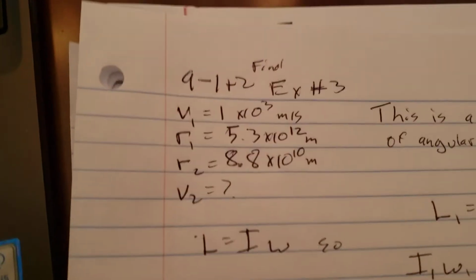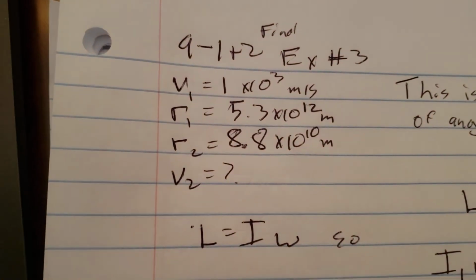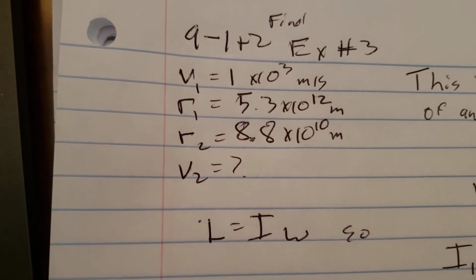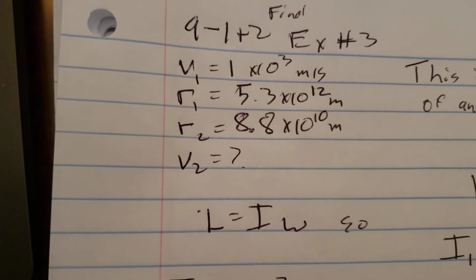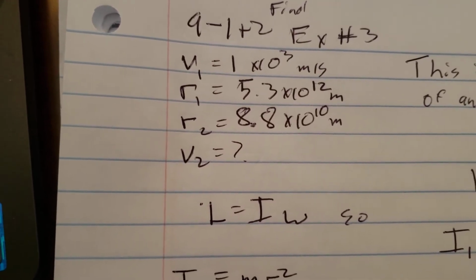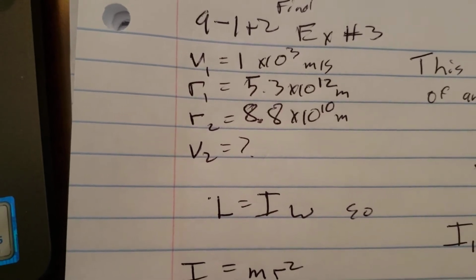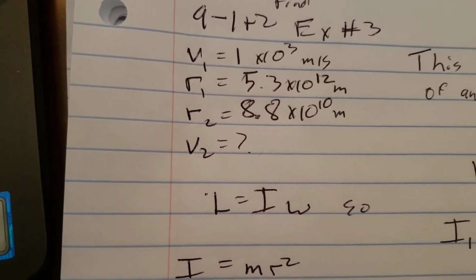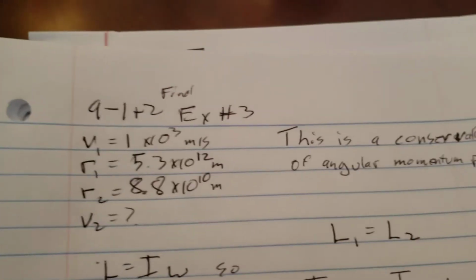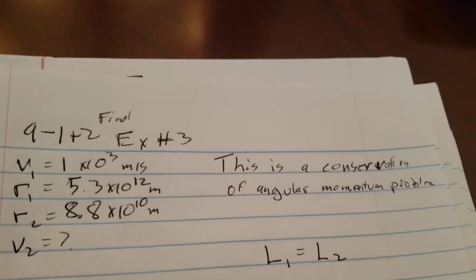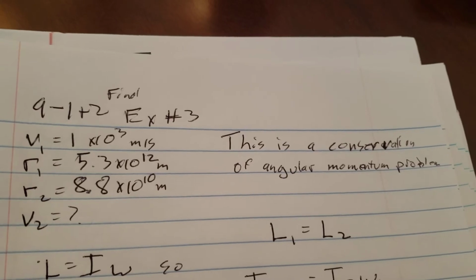Similar to our documenting first what our given information is, V1 is equal to 1 times 10 to the third meters per second, or 1,000 meters per second. R1 is equal to 5.3 times 10 to the 12th meters. R2 is equal to 8.8 times 10 to the 10th meters. Similar to our first example problem, this is a conservation of angular momentum problem.